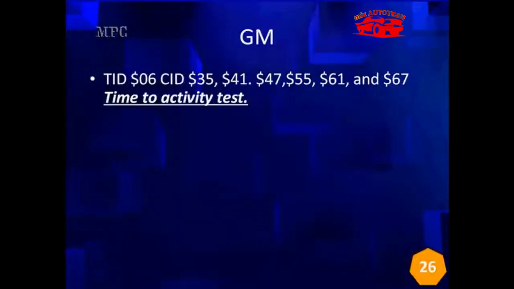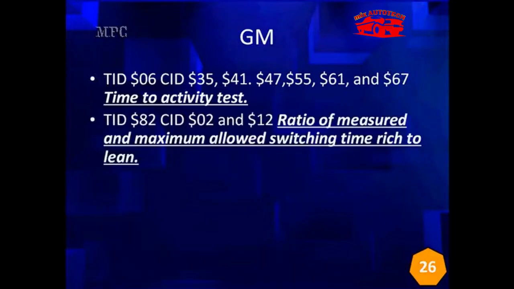Now let's talk about what we're going to be seeing. Let's talk about the definitions that are going to be used by the various manufacturers. TID 6 at GM, for instance, with a number of SIDs, is time to activity. GM's method of evaluating the oxygen sensor is to look at the time to activity. So when you see time to activity as part of your definition, it's measuring the oxygen sensor heater activity.